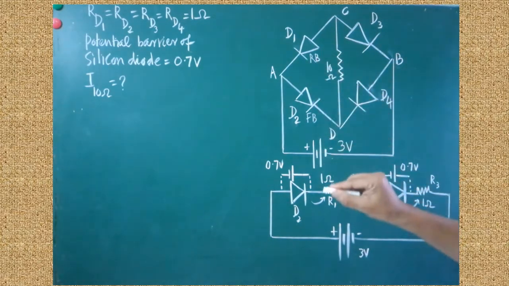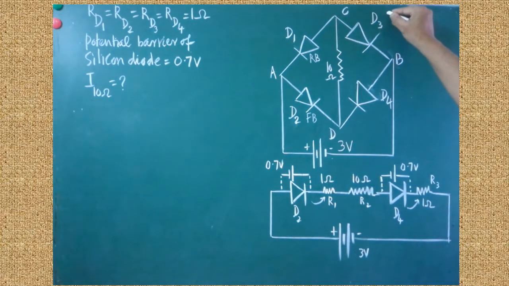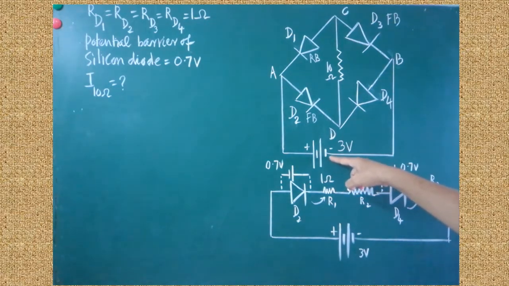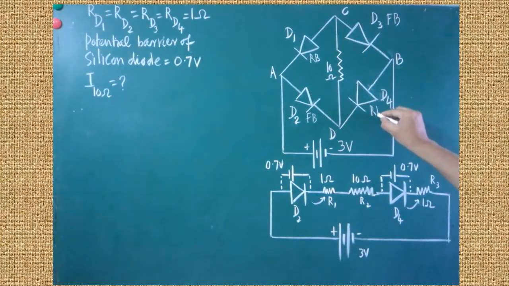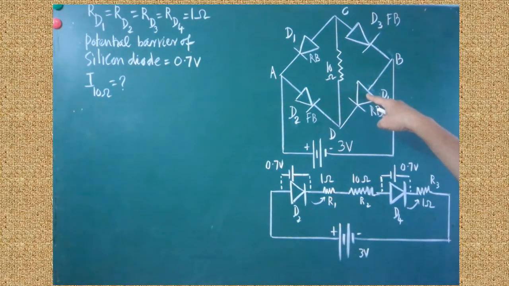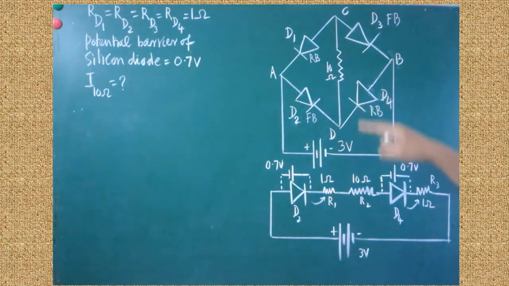Again, the P end of D3 is connected with the positive end. Therefore, this is also in forward bias. And if you do the same process for the last one, the negative end is connected with the P end. Therefore, it is also in reverse bias. So, from the observation, it is concluded that diodes D1 and D4 are both in reverse bias, so they won't conduct. But D2 and D3 are both in forward bias, so both these diodes are conducting. For that we have to draw the equivalent circuit.